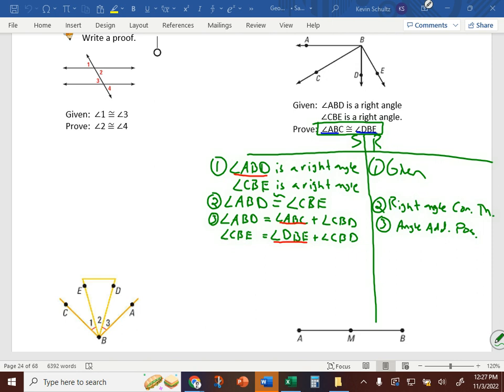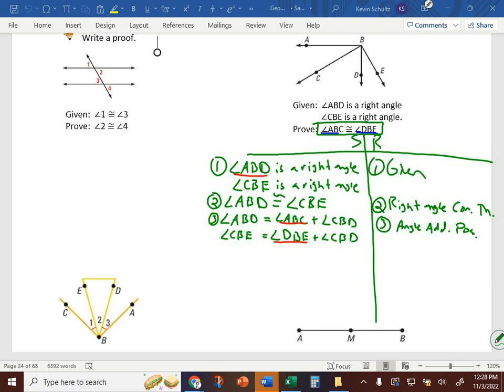Well, I know that angle ABD is congruent to CBE. Yep. And so then ABC must be the same as DBE. Would that be transitive then? Not quite, because the problem that we have here is this CBD. We have to get rid of that first. Okay? Let's go another direction.